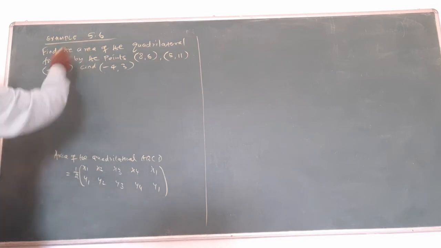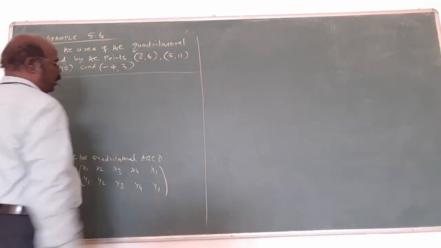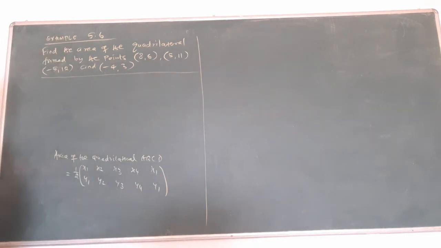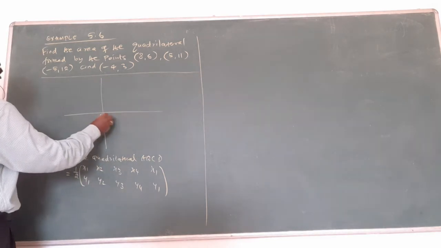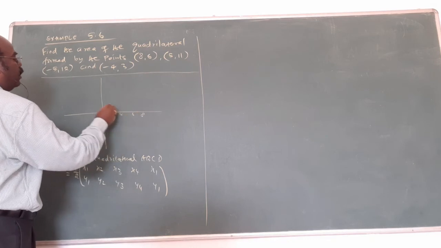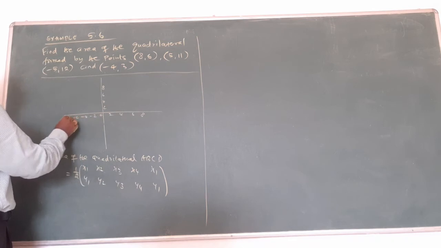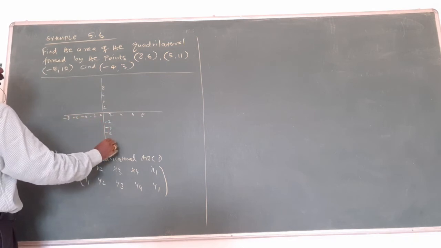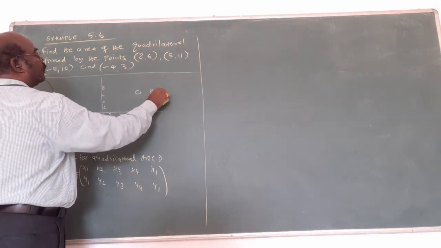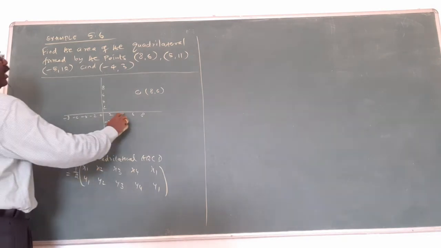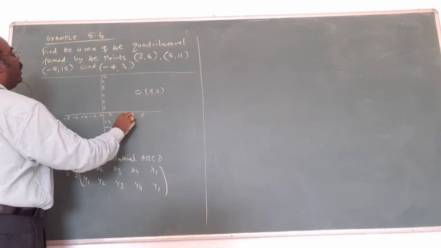Now example 5.6, 4 points are given. Find the area of the quadrilateral. What I told you, the second one is also a 5 mark question. The same thing, the diagram. What I told you: 0, 2, 4, 6, 8, minus 2, minus 4, minus 6, minus 8. What is the first point? 8, 6. Am I right? 5, 11. 5 here, 11 here.